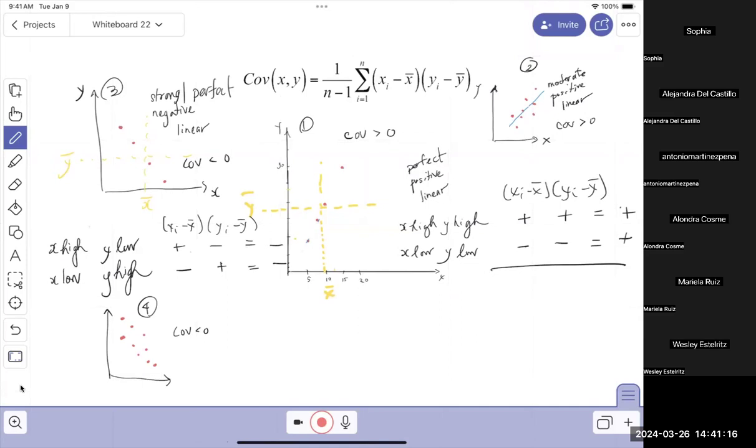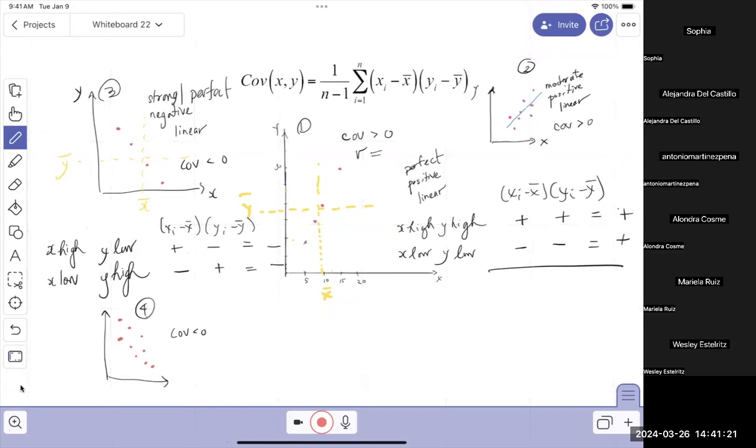Right, Diego says number 1. So R is equal to +1 here because it's perfect. It's strength. It's the strongest relationship.